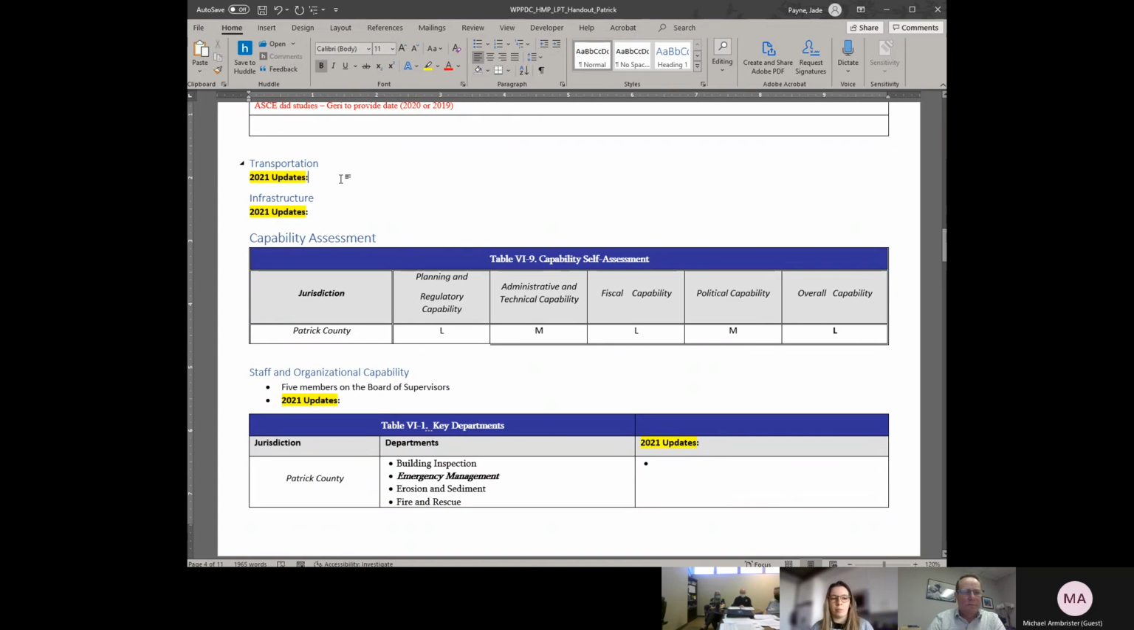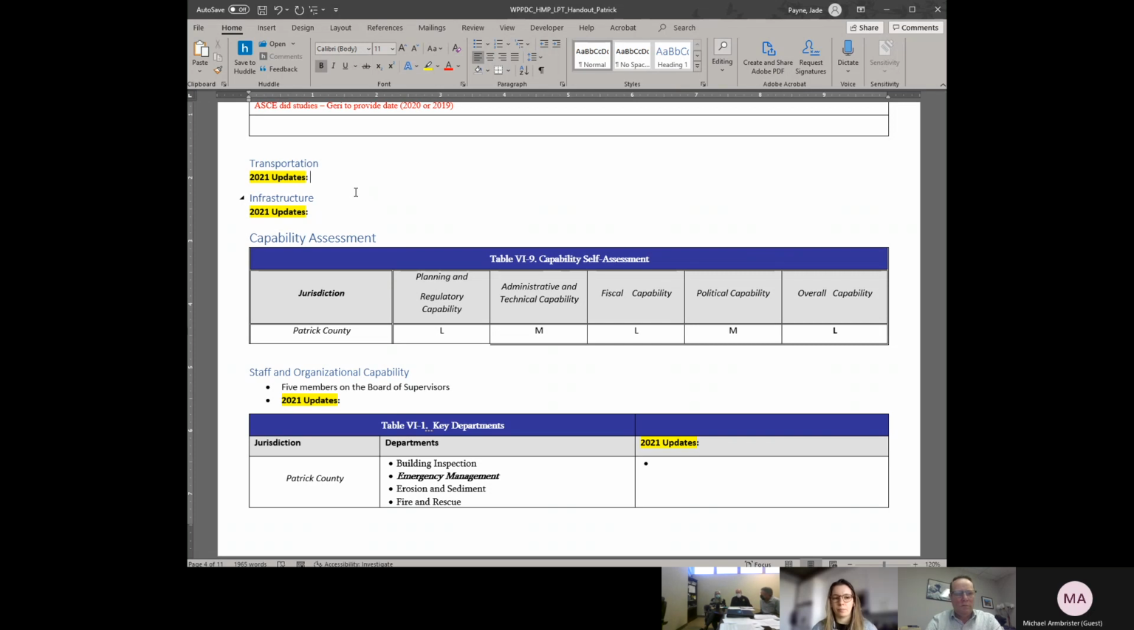Okay, I know we briefly talked about the development trends, but if you have any updates specific to transportation that you can think of? I know some of the other jurisdictions had some changes to highways and new developments going on. Is any of that affecting your county?